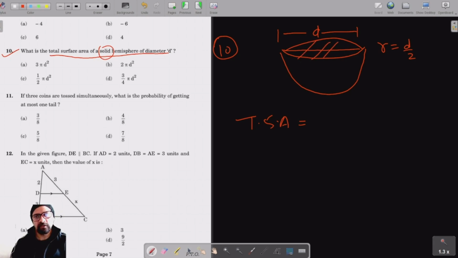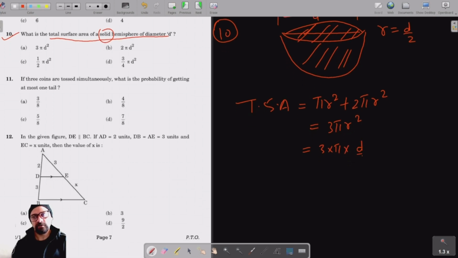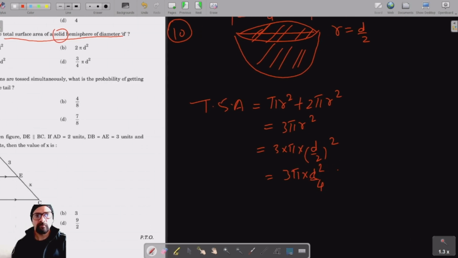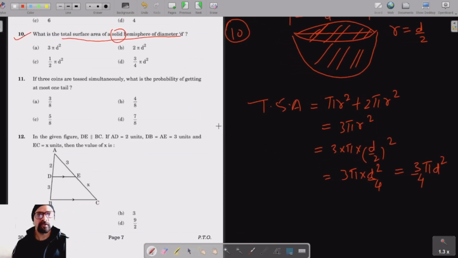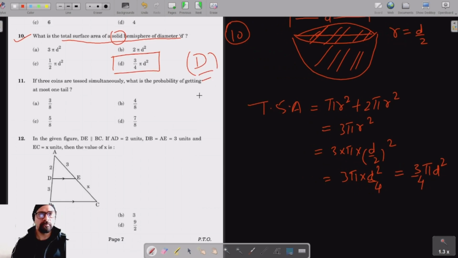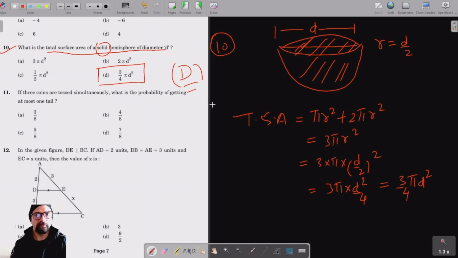So its total surface area is the area of the circular part, which is pi r square, and the area of this curved region, which is 2 pi r square, which is equal to 3 pi r square. And let's substitute the value of r, which is d by 2, the whole square. Now this is 3 pi into d square by 4, which gives us 3 by 4 pi d square. So this is the correct option, option D. Let's move on to question number 11.